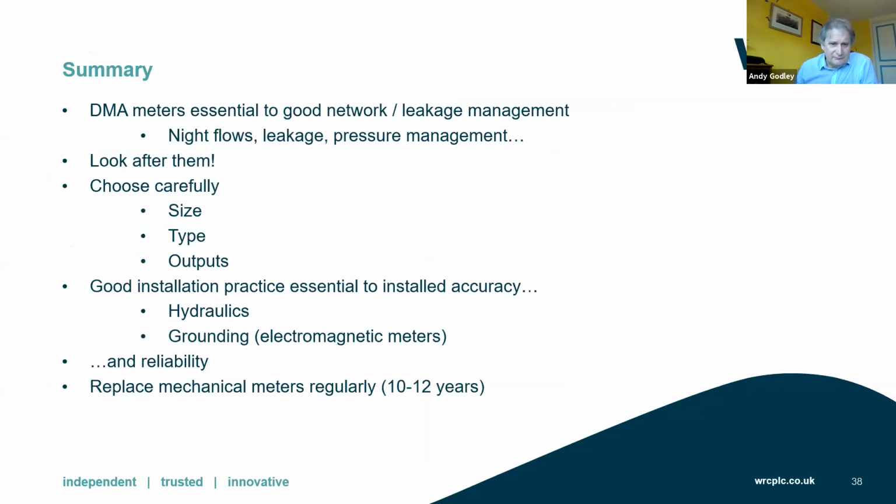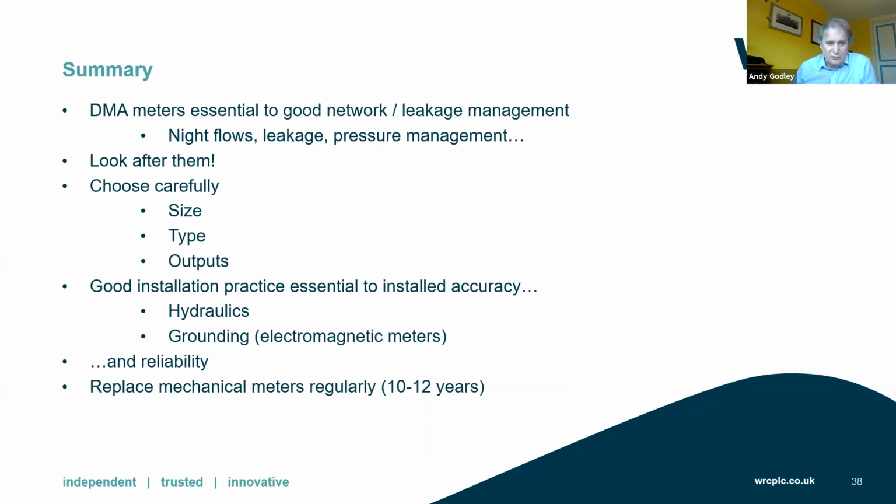So in summary, very quick run through there of DMA meters. They're absolutely essential to good network, good leakage management from the point of view of night flows, leakage trends, pressure management, and so forth. So they need to be looked after. You need to choose carefully and make sure you've got the most appropriate type of meter, size of meter for the flow rates that you're expecting, and the outputs for whatever system you're feeding that data into.